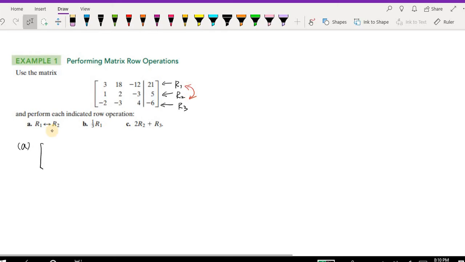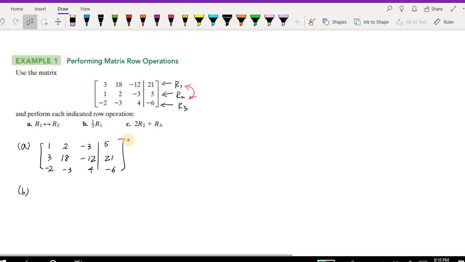That will be the first row. We're going to switch to the second. We're just interchanging. That will be 1, 2, -3, and 5. Then we write 3, 18, and -12, 21. So row 3, we don't do anything since they didn't ask you to do anything. We're just going to copy this down. That will be -2, -3, and 4, and -6. So you are done for part A. Alright, let's go ahead and work on part B.